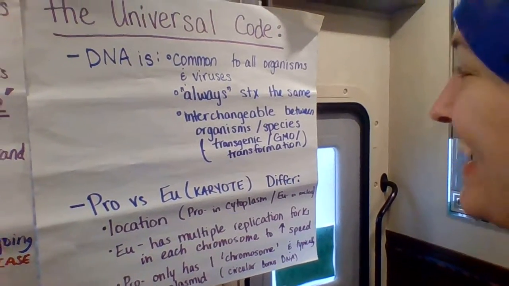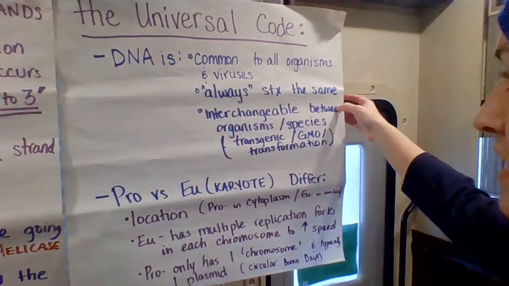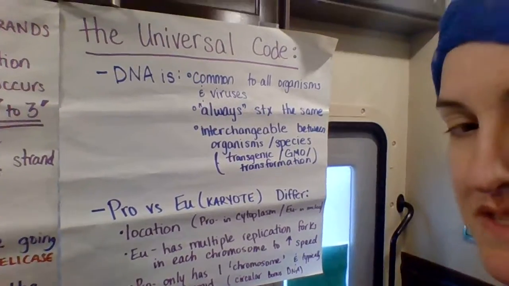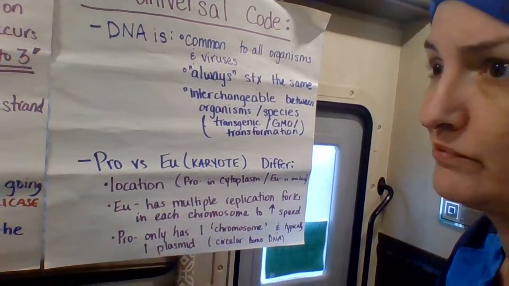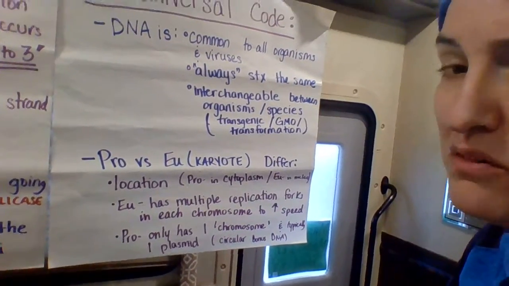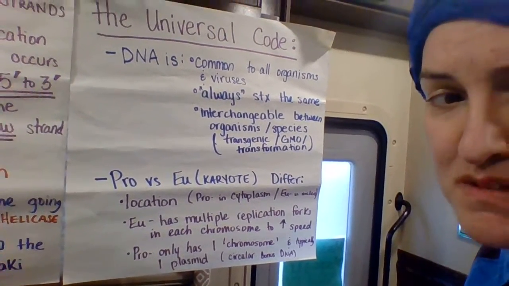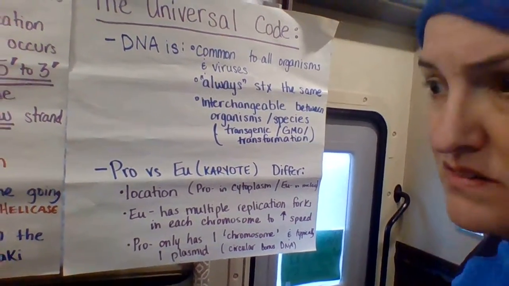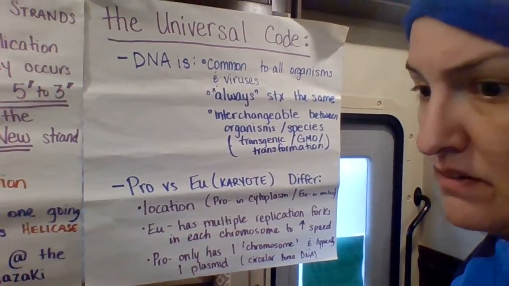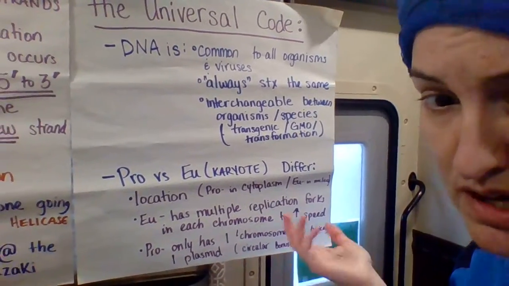Then we have this interchangeable concept between organisms and species. So because it's common, just like, I don't know, like a Henry Ford assembly line-ish concept, if you have some common pieces, then you can interchange things between. So this part will work on the Model A and the Model T both concept.